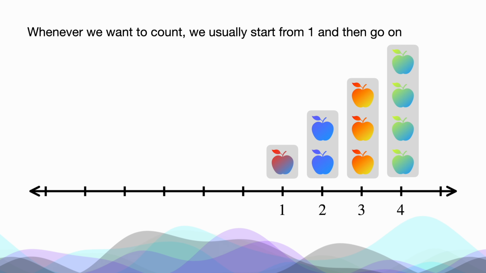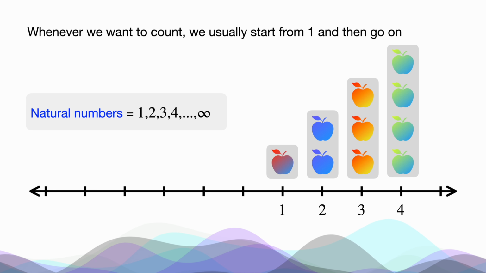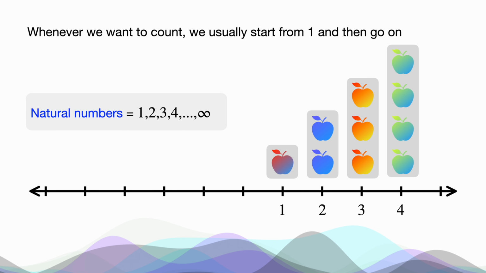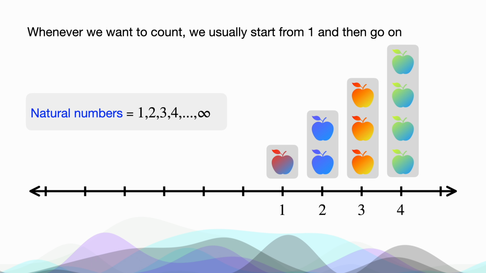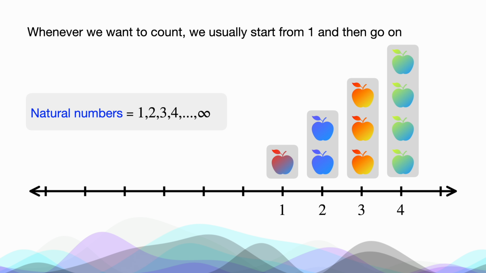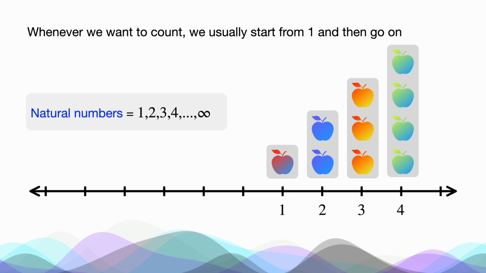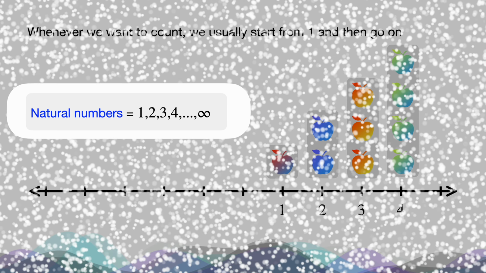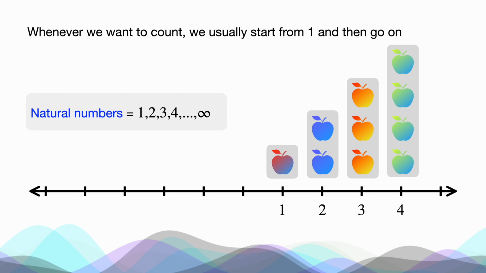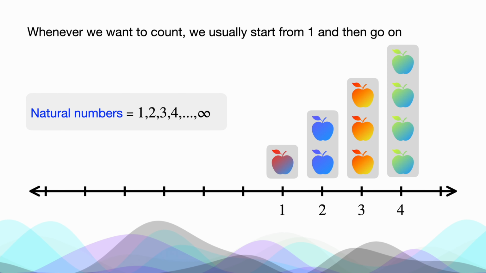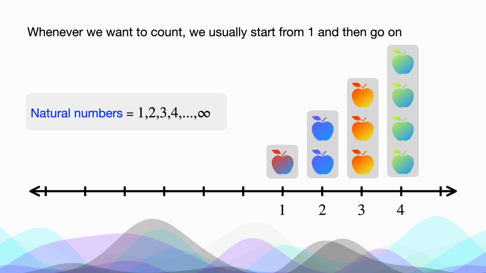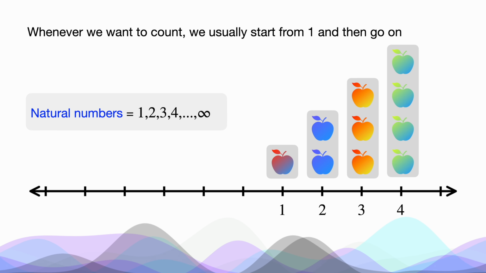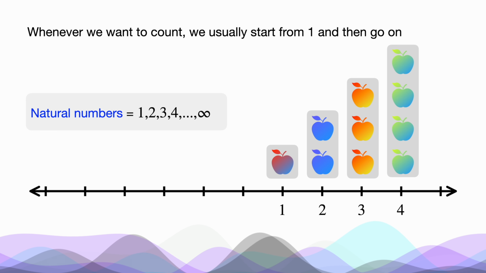So this has naturally come into the life of humans because we usually start counting from 1, 2, 3, 4, and we can go on counting all the way up till infinity. So there is no end to it. So there are infinite natural numbers that we can look into. Whenever we want to count, we usually start from 1 and go on, and those numbers are referred to as natural numbers.